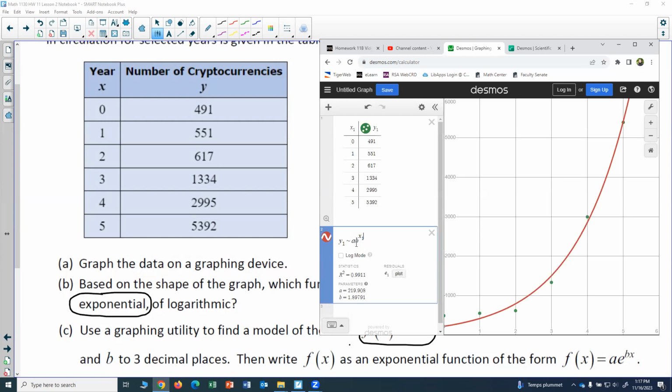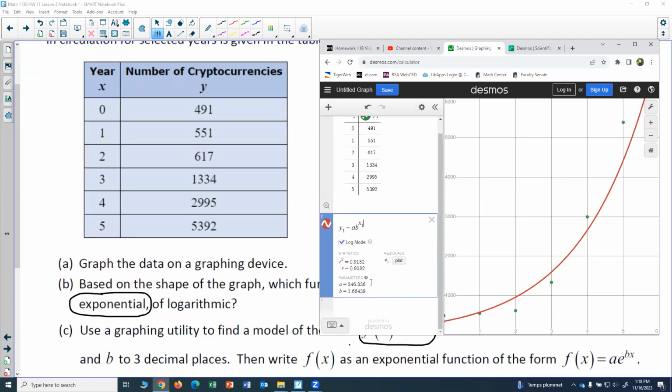So I have y1 tilde ab to the x1. Now this next point is really important. In order to get the correct exponential regression model, I have to click the checkbox next to log mode. So I'm going to check the box next to log mode, and that will give me the correct parameters for my exponential equation.